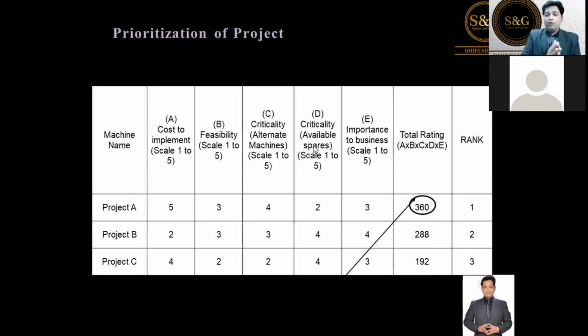Availability of the spares, again 1 to 5. 5 means spares are not available at all, and that kind of criticality they will give 5 marks. In this case spares are fairly available, so उन्होंने कम marks दिया है, 2 marks. Importance to the business is moderate, so it is moderately important to the business. What we have to do is take the product of all these things, A multiplied by B into C into D into E, so it comes to 360. We do this same process for all the projects in the list, and the top 4 to 5 projects are selected in the journey.